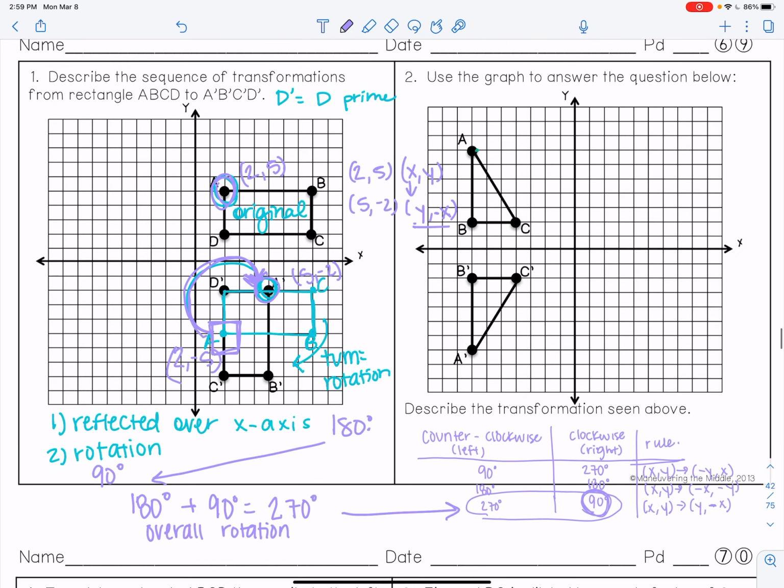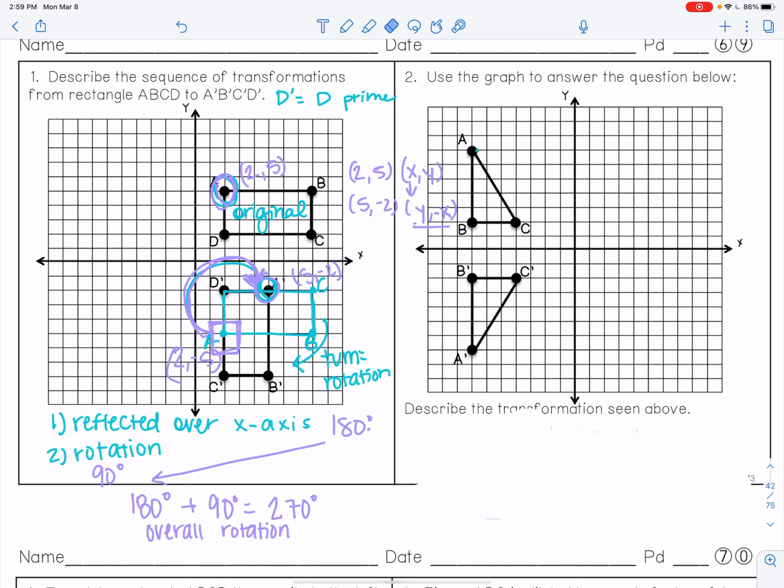All right, moving on to number 2, and I'm going to erase some of this stuff. If you need to write this down, you totally can. You can just pause it here, and then you can pick back up with me. All right, so I'll just go ahead and erase this. We don't need this for number 2. All right, so number 2, they just say to use the graph to answer the question below.